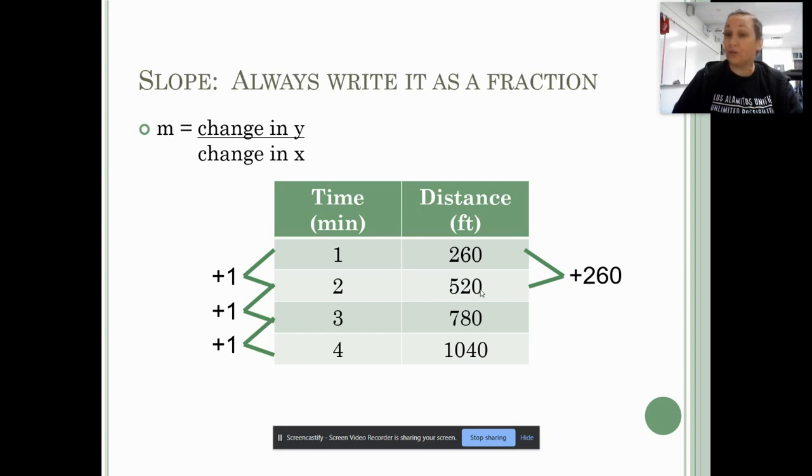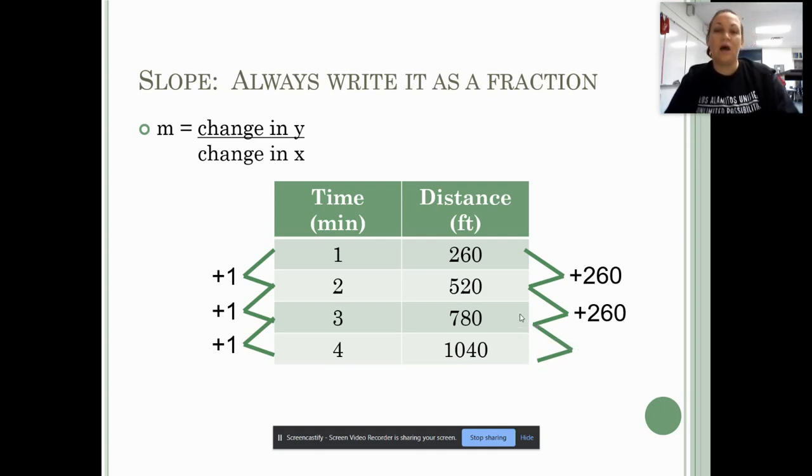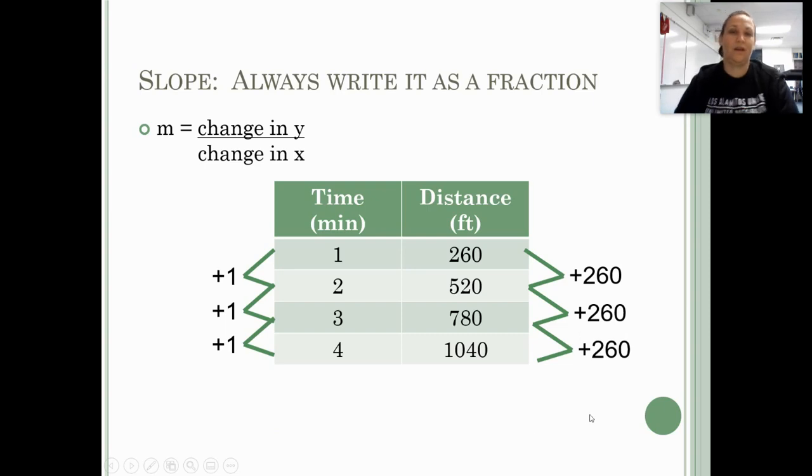Now, don't just assume that they're all going to be the same. You do need to actually check and calculate to see if they are all the same. So for the next one, again, in my calculator, I would do 780 minus 520. And I do get 260 again. And then again, can't assume on that last one either. So I'm going to check in my calculator one last time. 1040 minus 780, and that also gives me 260. So I feel pretty confident that this has a constant rate of change, that this has a consistent slope.